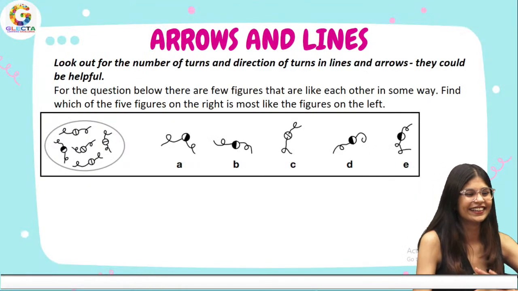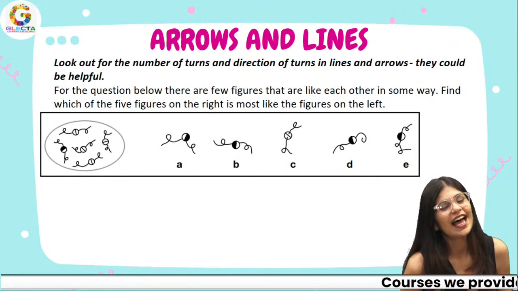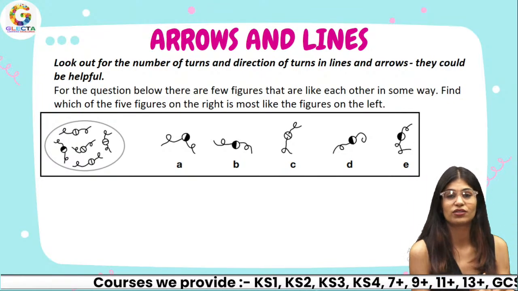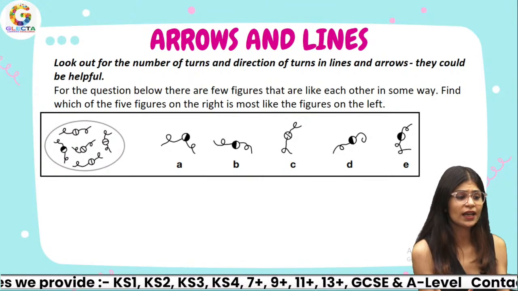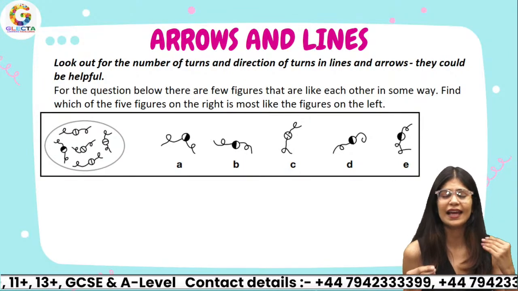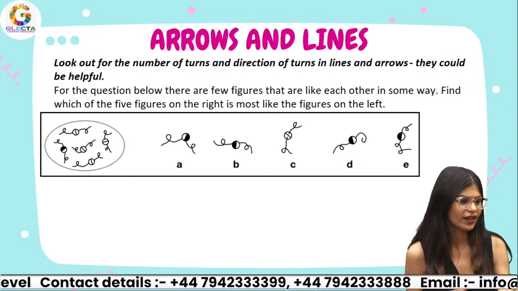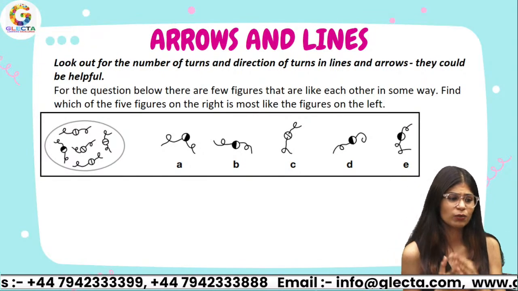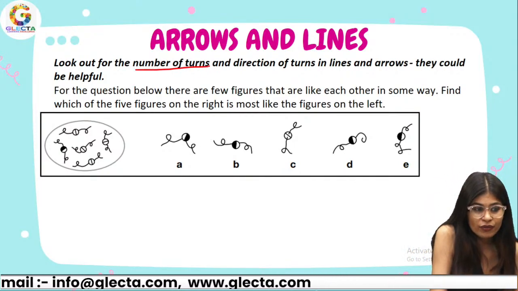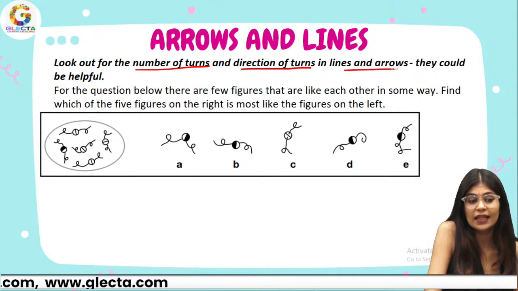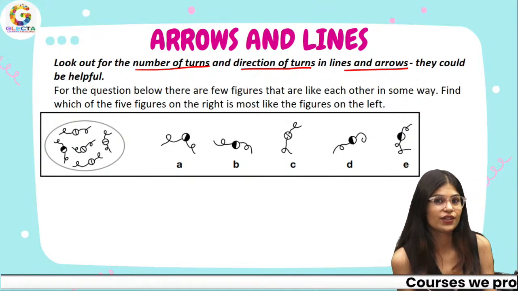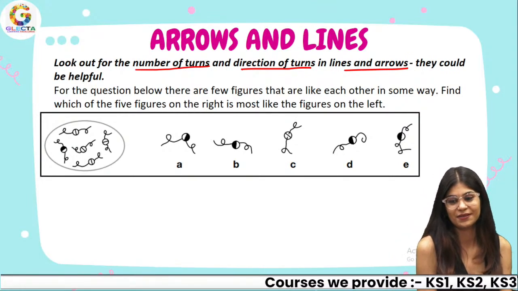Okay, so another logic for arrows and lines that kids get confused by is when there are too many lines, like in this question. Looking at so many lines, especially when they have turns, it becomes chaotic in the head. And I get it. I'm never going to say it does not. But at the same time, what should I do when it happens? My hint here says, look for the number of turns and the direction of turns in lines and arrows. So look for the number of turns and sometimes the direction of turn, and try to solve this question.